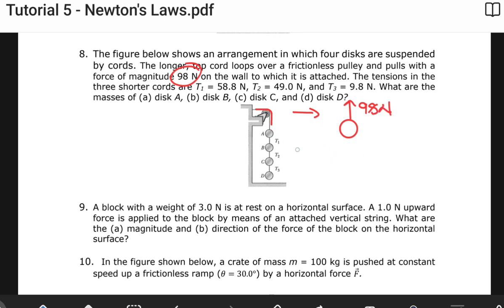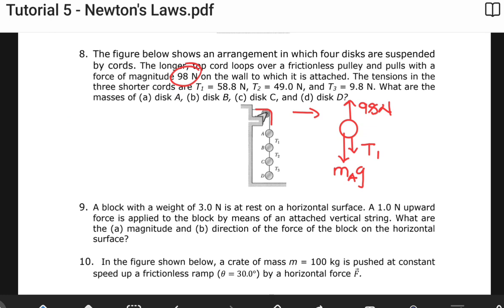But when we focus on just disc A, what does it feel? Disc A will experience the tension T1, and the tension T1 will be dragging it downwards in this direction. Apart from this, disc A also has its mass present. So the mass of disc A will also be dragging it down. So let me say that is MA for the mass of disc A. But since this is the weight, I'll put g there. But disc A is really not moving. It's not going up, it's not going down. This system is in equilibrium.